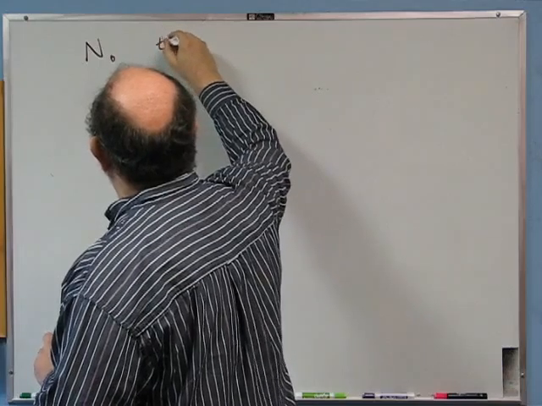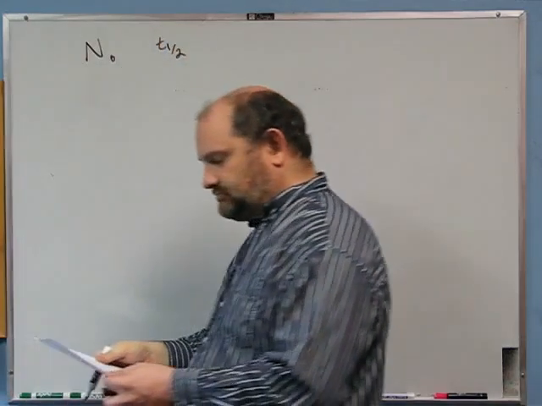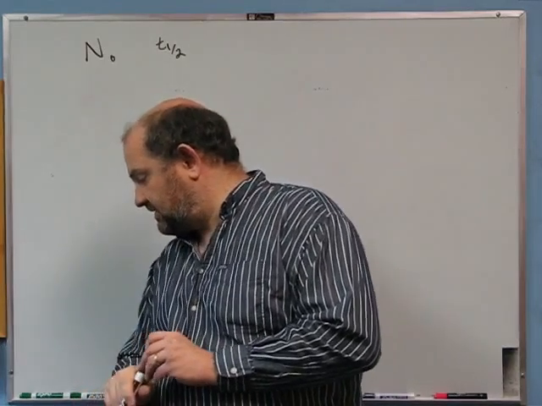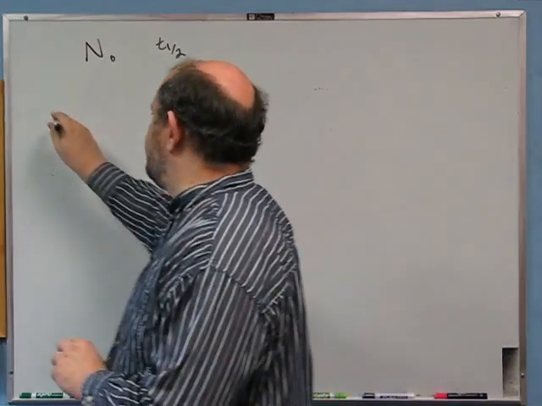Radioactive decay. You have N0 particles that have a half-life of T1/2. So you start with N0 particles and the half-life is T1/2. How many of the original particles are left after t equals T1/2 over 2?